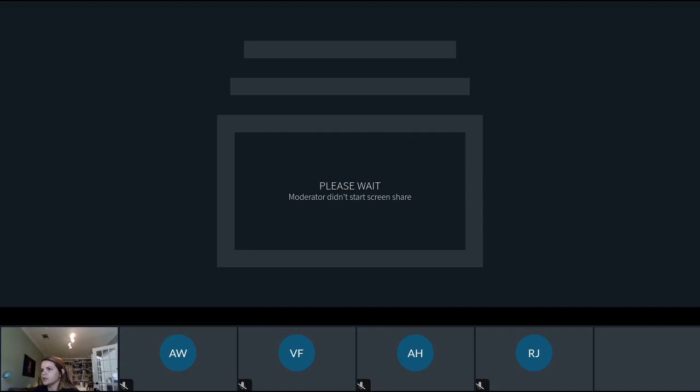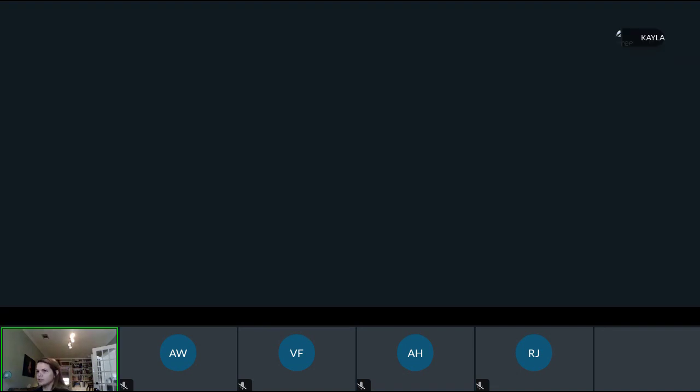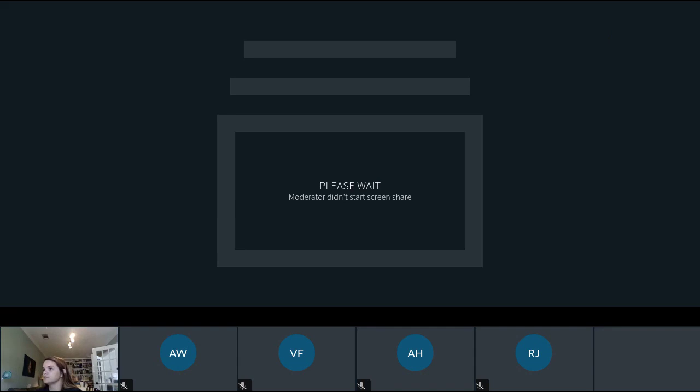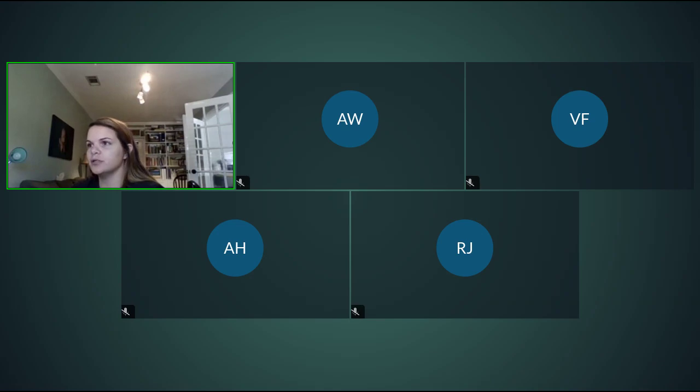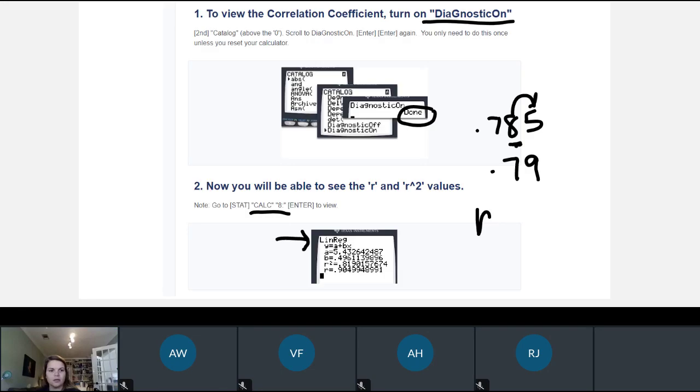Tools, desktop. Okay, are you able to see my screen? Yes, Amara, I will. Give me just a second. No one can see my screen? Okay. Darn. Okay. All right, I'm going to try to post this picture then.